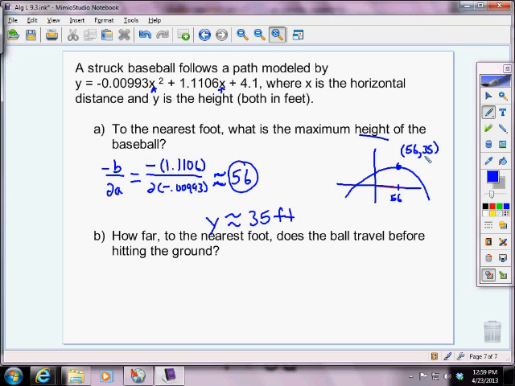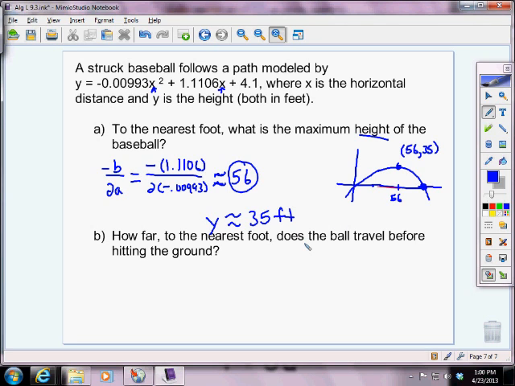Now the second question says, how far to the nearest foot does the ball travel before hitting the ground? So we're over, and I didn't make a very good graph here. Let me maybe fix it, because obviously that should come there. If we're standing here and we throw this ball, we want to know, when is it going to hit the ground? Well, obviously it's going to hit the ground where our y value is 0.